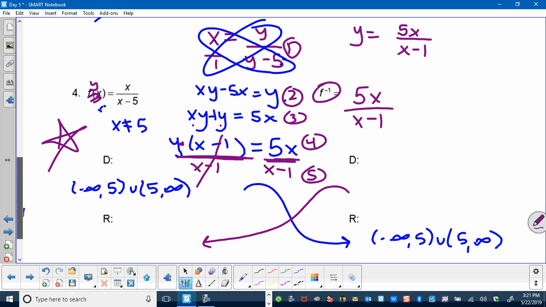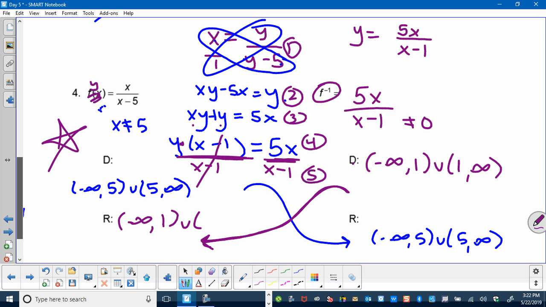Now, the only thing we have left to do is find our domain so that we can copy it down for our range over here. You know the bottom of the fraction cannot be 0, so you know your domain here is negative infinity to 1 and 1 to infinity. Since that was your domain for your inverse, it's actually your range for your original. So negative infinity to 1, 1 to infinity copies over.